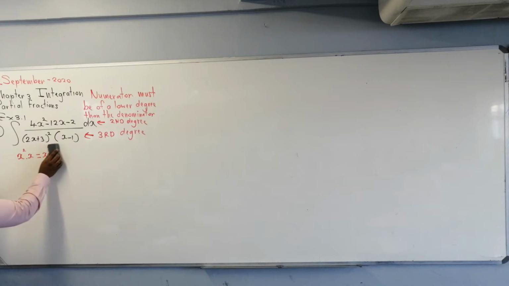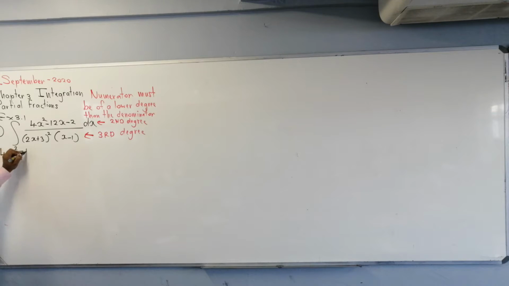So, now how do we rewrite? How do we take this single fraction? So let's copy it down. 4x squared minus 12x minus 2 over 2x plus 3 all squared times x minus 1.